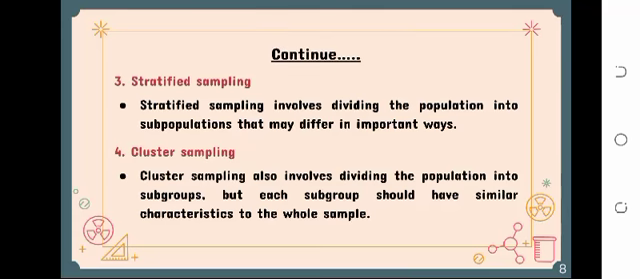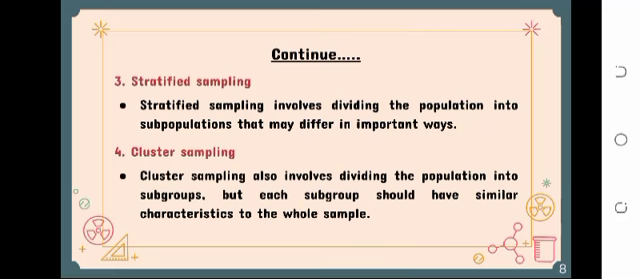The next type of probability sampling is cluster sampling. Cluster sampling also involves dividing the population into subgroups, but each subgroup should have similar characteristics to the whole sample. How it differs from stratified sampling is that in stratified sampling, you divide the population into subgroups that may differ in important ways, for example relevant characteristics, such as gender and age, as I mentioned earlier. But in cluster sampling, each group should have similar characteristics to the whole sample.